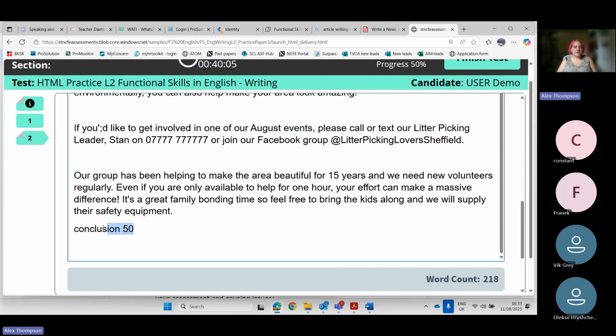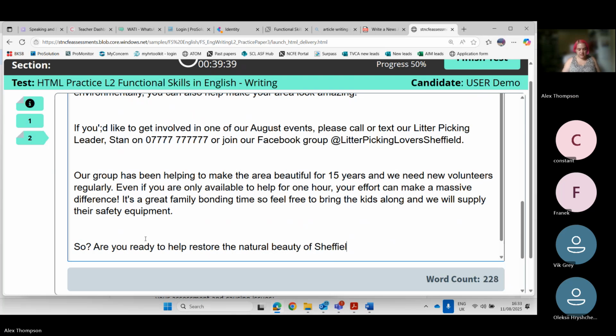Okay, the conclusion. So this is, what do we want from our readers? We want them to say yes. We want them to join in. We want them to respond to us and want to volunteer. So, are you ready to help restore the natural beauty of Sheffield? Thinking.